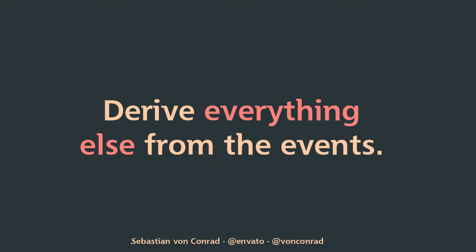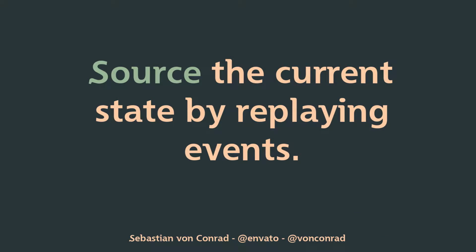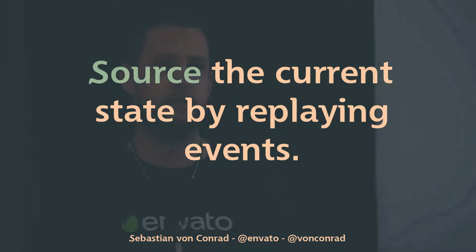In event sourcing, we don't do that at all. In event sourcing, what we do is we take all of these events and we create an append-only set of immutable events and use that as the source of truth for our application. And then we derive basically everything else from these events. So basically, we can source event sourcing, right? We source the current state of our objects using the events.